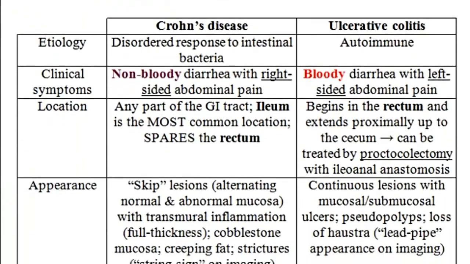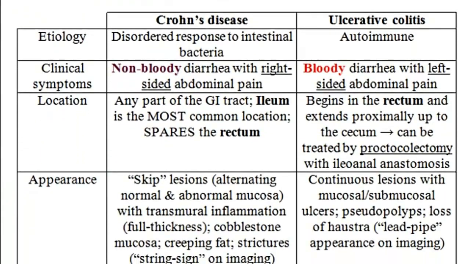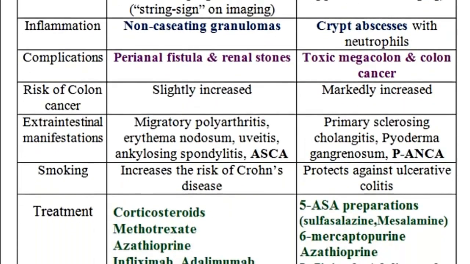Alright, now that we are done with these memory aids, you will see how easy it is to go through these disorders. So Crohn's disease is thought to be in response to bacteria. It usually causes non-bloody diarrhea and affects the right side of the abdomen. Ileum is the most common location and it usually spares the rectum. There are skipped lesions where there are alternating normal and abnormal mucosa. It affects the full thickness of the GI wall, and there is cobblestone mucosa. There are also non-caseating granuloma, perianal fistula, as well as oxalate renal stones that can develop.